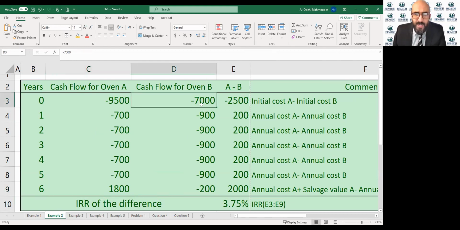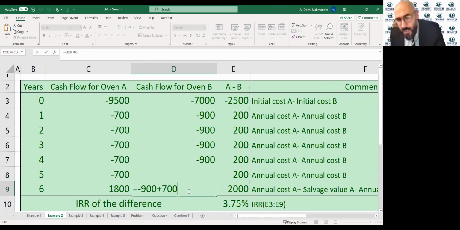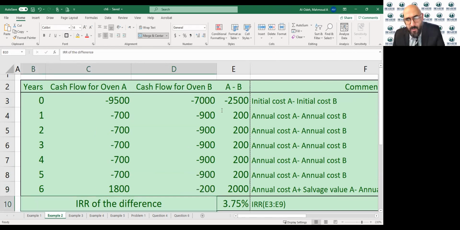Then oven B would be 7,900 all the way from year 1 to year 5, and in year 6 we will collect the salvage value of $700. And now we're going back to the steps. I want you to go back to the steps and see how we could conduct the incremental analysis.